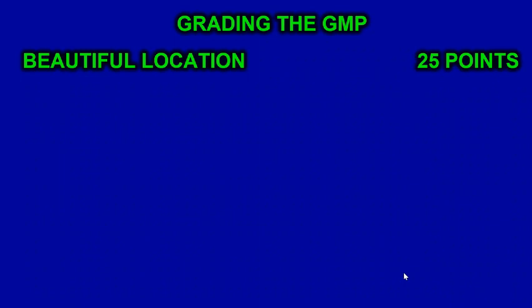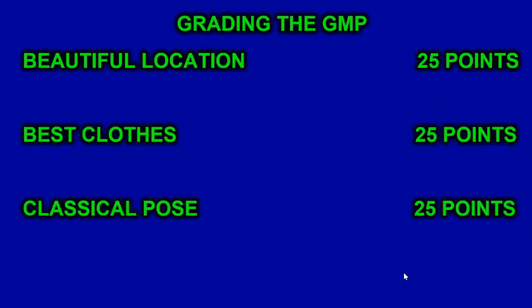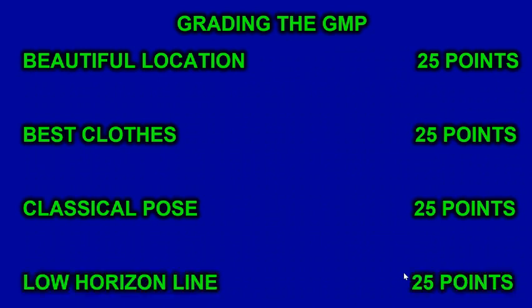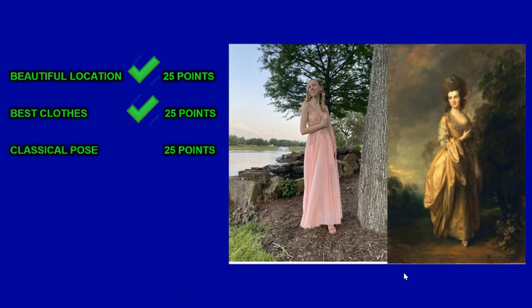All right, so how would I grade these? Four things that I'm looking for are a beautiful location, best clothes, classical pose, and horizon line. So, she's in a beautiful location. She gets the 25 points for that. She's wearing the best clothes. She gets 25 points for that. She's in a classical pose. She gets 25 points for that. And there is a low horizon line. I can see it's down by her hips. She gets 25 points for that.